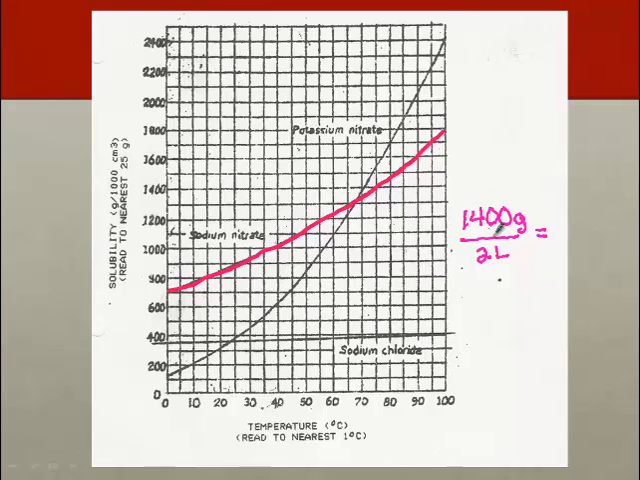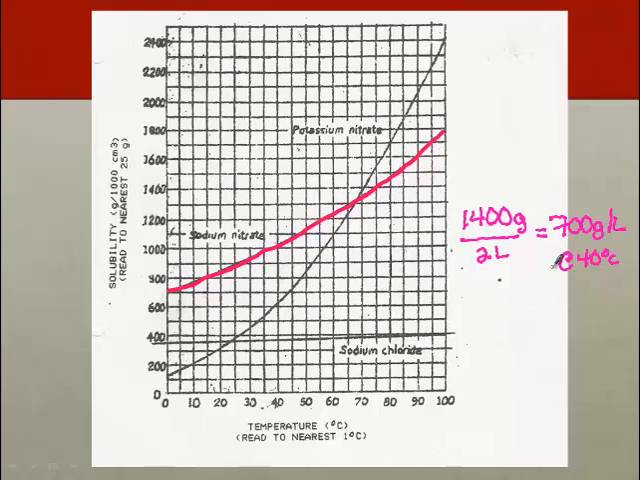So I'm going to take 1,400 divided by 2, and I'm going to get 700 grams per liter. And we'll say for this example, our temperature is at 40 degrees Celsius. So that's the temperature that I'm dissolving this in.